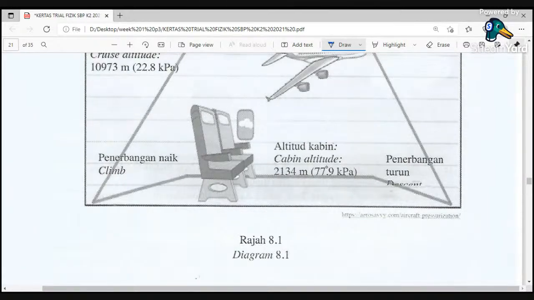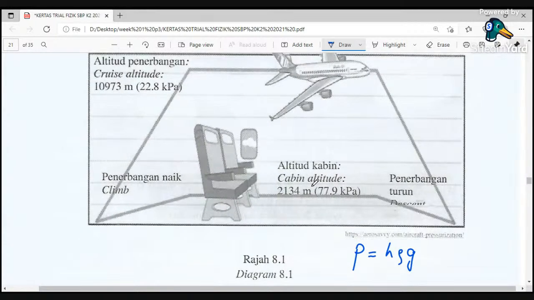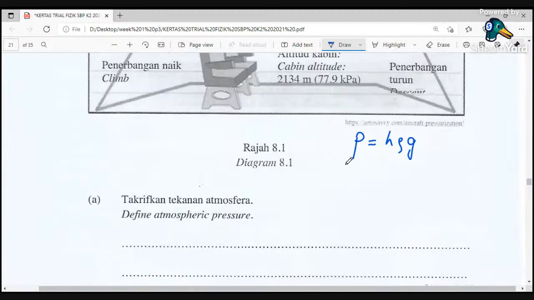From the formula P equals to h rho g. Atmospheric pressure is equal to the weight of air above the point. So it depends on the density of air. As we go up to higher places, the density of air becomes smaller. So that's the reason why atmospheric pressure decreases with height. Okay, so the higher the height, the smaller the atmospheric pressure.